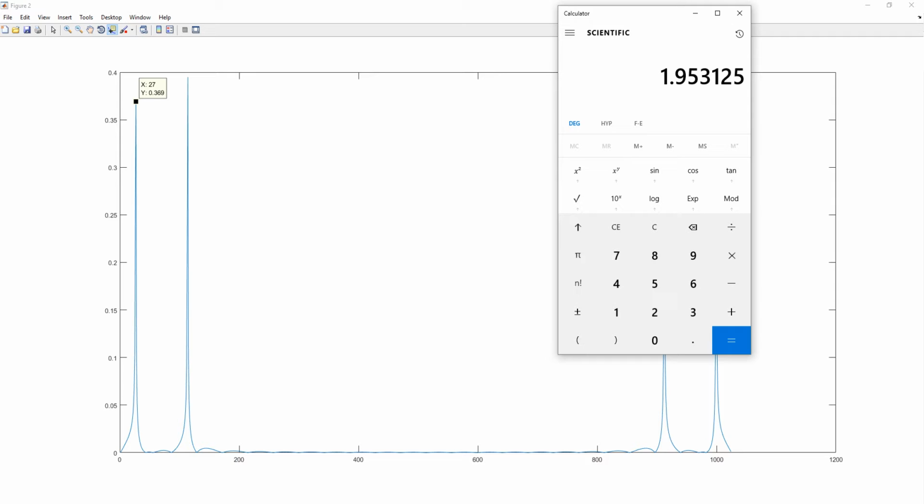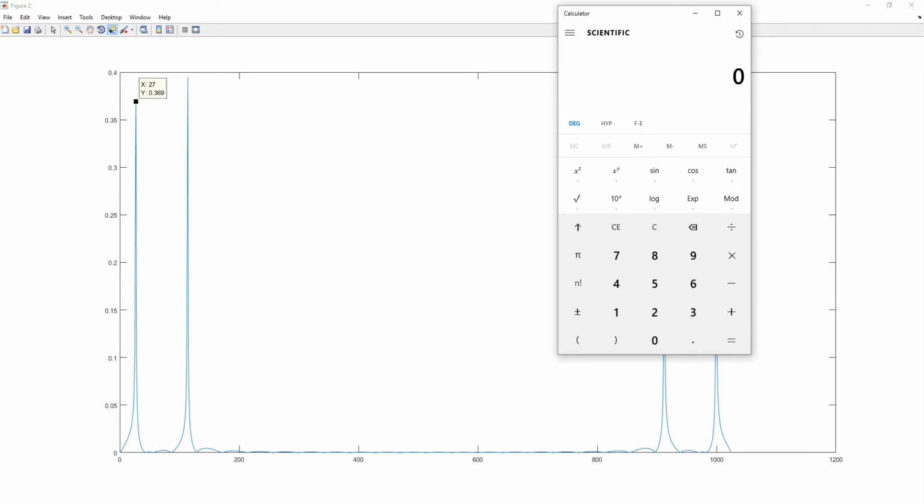So here is the 27th point, right? Remember that the first point corresponds to 0, so here the first point starts from 1. So 27 actually becomes 26, the total usable point is 26. If you multiply it by 26, this is 50 Hz.